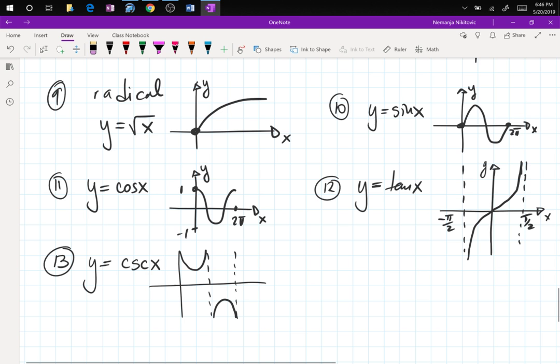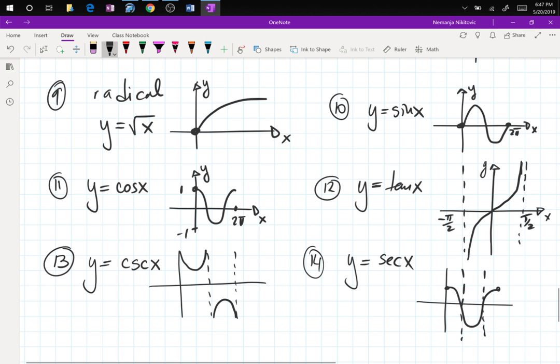Yes, so let's see the remaining functions. Number 14 is y equals secant x. And as previously, we draw the cosine function. We draw these asymptotes. Wherever cosine hits 0, we invert the cups, and then we get rid of the cosine. And there's your secant graph. Ends at 2 pi again. Easy peasy.